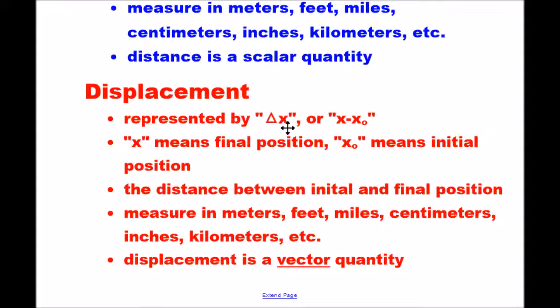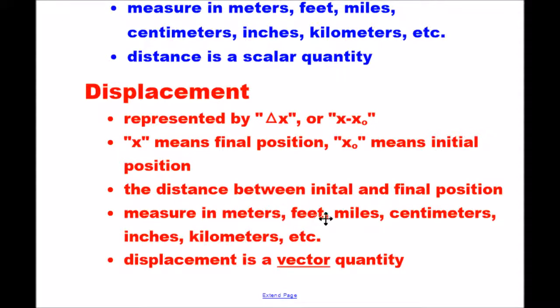By the way, I'm using the letter x here, but of course you could use the letter y as well. I'm using x because it's on a horizontal axis. If I was using y, that would be because I'd be talking about a vertical axis. So when you see delta x, you're really talking about change in horizontal position. Displacement is the distance between the initial and final position. So if you start in one place and end in another, it's the straight line distance from start to finish.